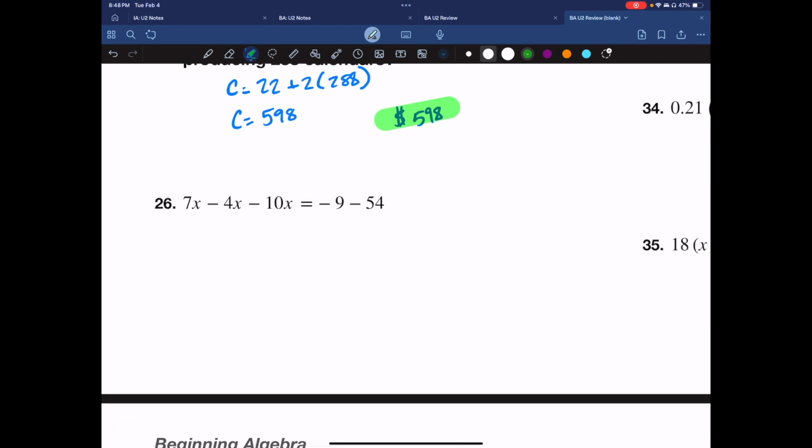Again, clean this up. Right. So 7 minus 4 minus 10. Right. Negative 4, negative 10. That's negative 14. So 7 minus 14 is negative 7. Okay. Equals, and then this together is going to be 63. So negative 63 divided by negative 7. Two negatives make a positive. So it's going to be x equals positive 9.